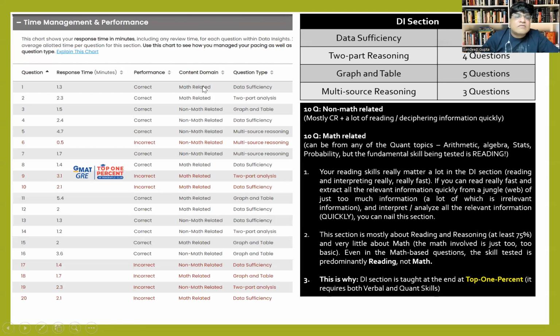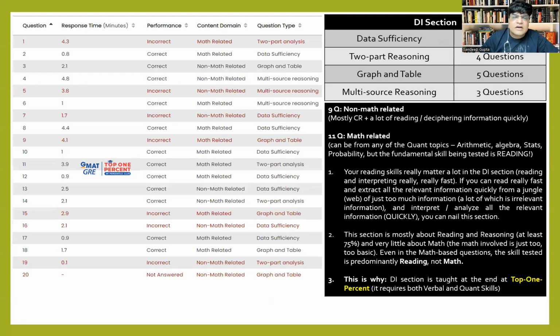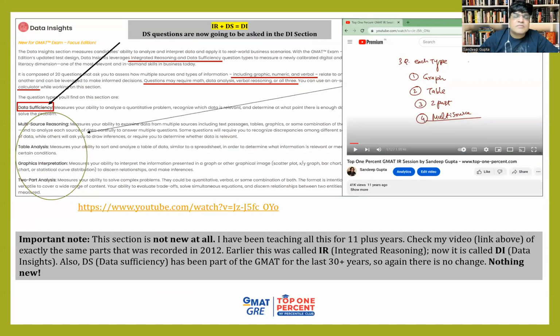10 questions have the word math related written, and 10 questions have the word non-math related written here. So clearly understand that 10 questions are based on your quantitative skills and 10 questions are based on your verbal skills, something that we've been teaching for the last 11 years. So nothing new in this case. Just understand this very clearly. So this is for the data insights part.